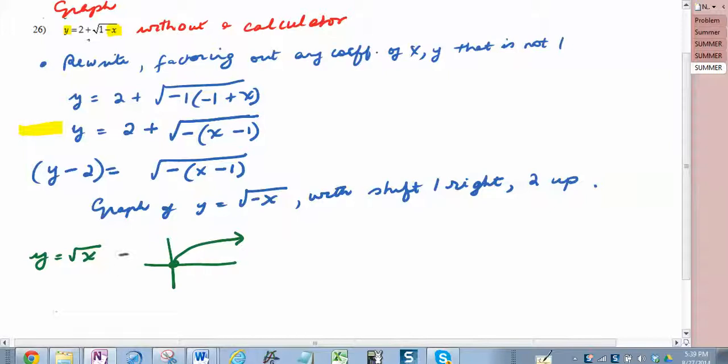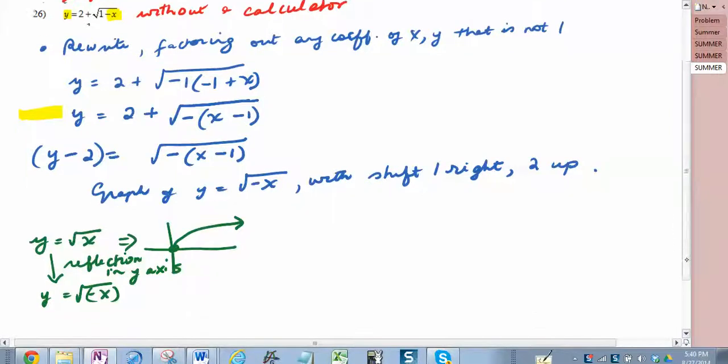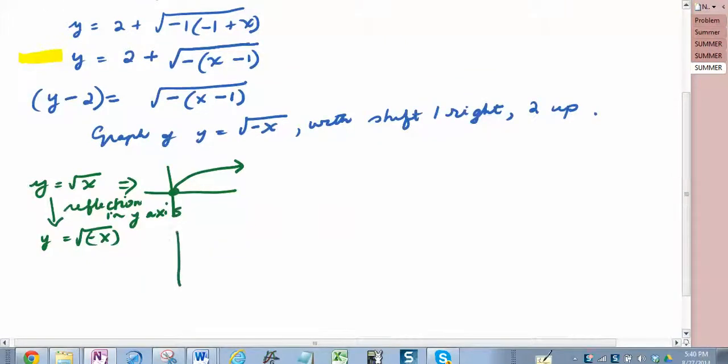So what will the graph of y equals root of negative x look like? What's going on? I have now had a reflection in the y-axis. Replace x by negative x in the equation. That also happens in the graph, because if you multiply by negative 1, it's the same as dividing by negative 1. So x becomes negative x. It's a reflection in the y-axis. So now my graph is going to look like this. I've got a reflection in the y-axis.